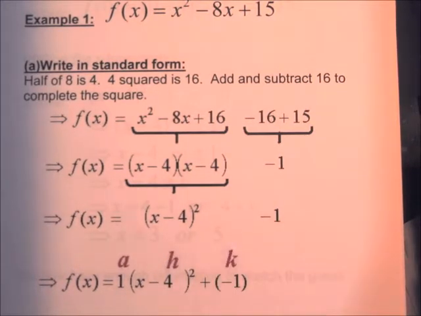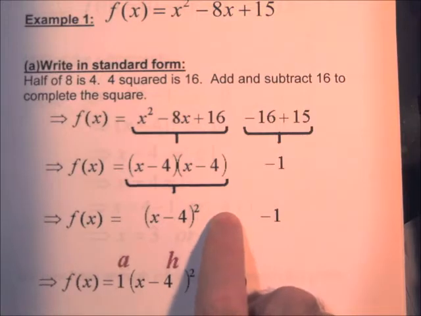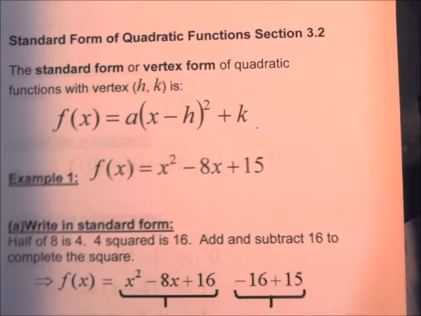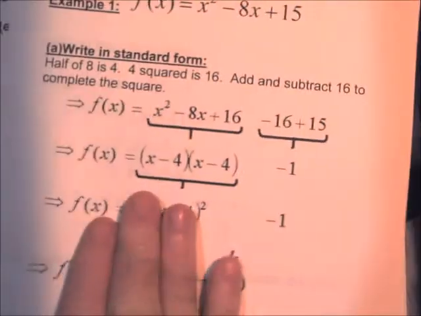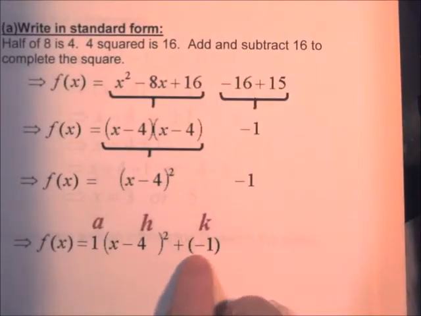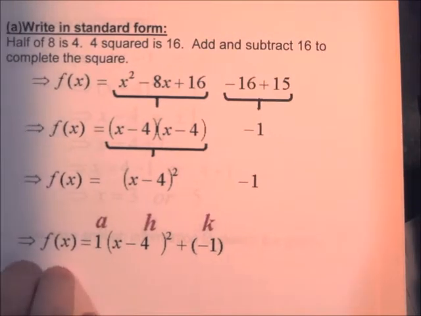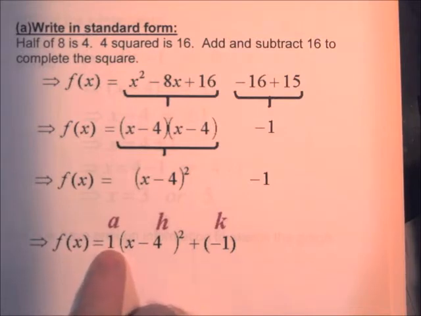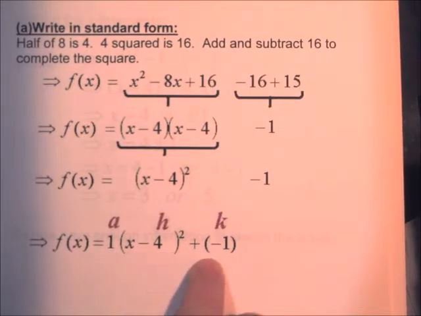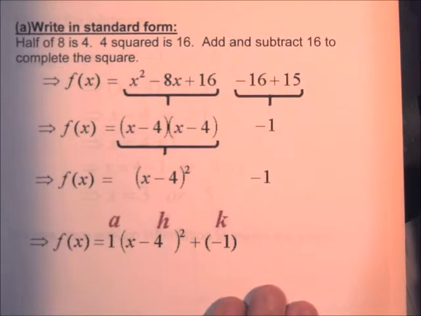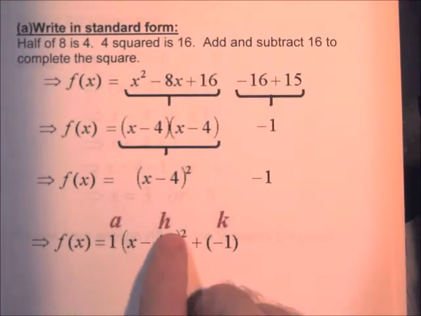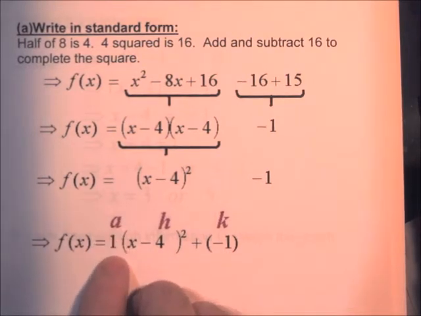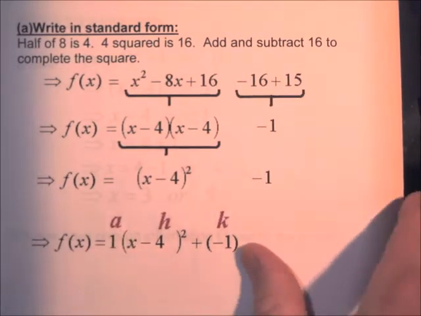If you want to exactly match the form, technically you need a plus here. Our form has a plus k there. So you could put plus a negative 1 instead of just negative 1. And if there's no number in front of the x², it's understood to be 1. So f(x) = 1(x - 4)² + (-1). And that enables us to identify the vertex (h, k) as (4, -1). And because a is positive, that means it's opening up.